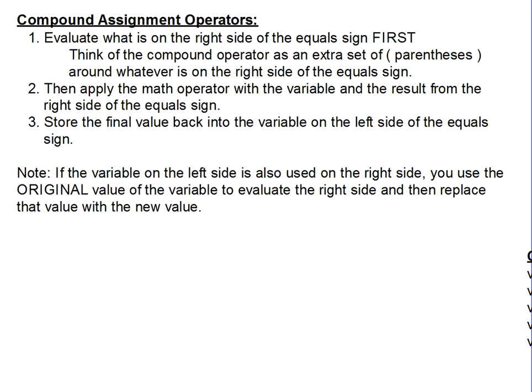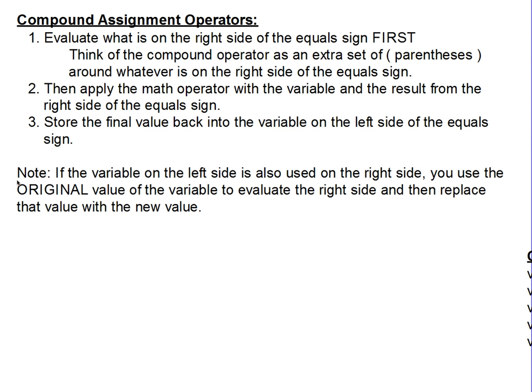The first thing that you're going to do is evaluate whatever is on the right-hand side of the equal sign. You're going to ignore the name of the variable and anything that's on the left-hand side of the equal sign. It's kind of like thinking of everything that's on the right-hand side is inside a set of parentheses in a regular equation. Then you're going to apply that math operator with the variable and the result from the right side of the equal sign, and it gets stored back into that original variable that's on the left.